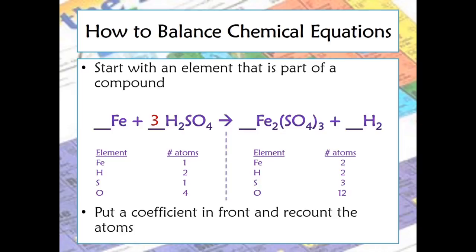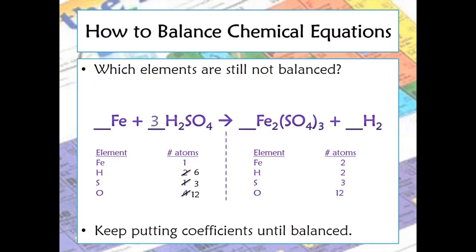But anytime we include a coefficient in front of a molecule, we change the number of atoms for all the elements that are part of that molecule. That means we also need to recount the number of hydrogen and oxygen atoms on the left side. Now we have 6 hydrogens, 3 sulfurs, and 12 oxygens on the left side. Now we look again at which elements are not balanced. The oxygen and sulfur atoms on both sides are equal now, but the iron and hydrogen need to be balanced.